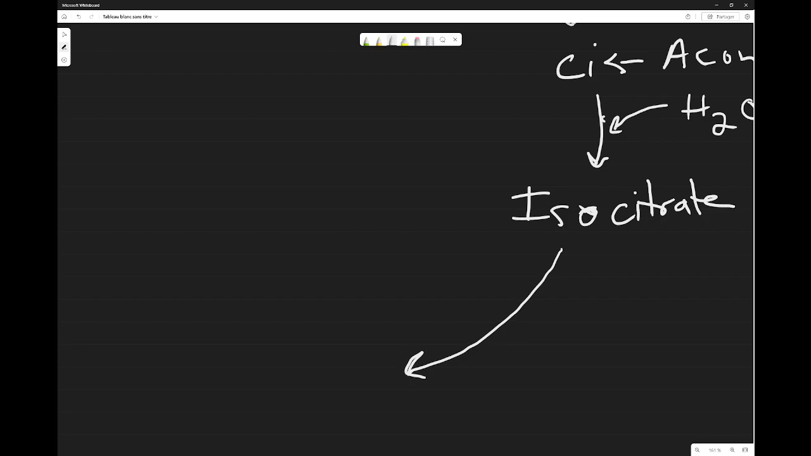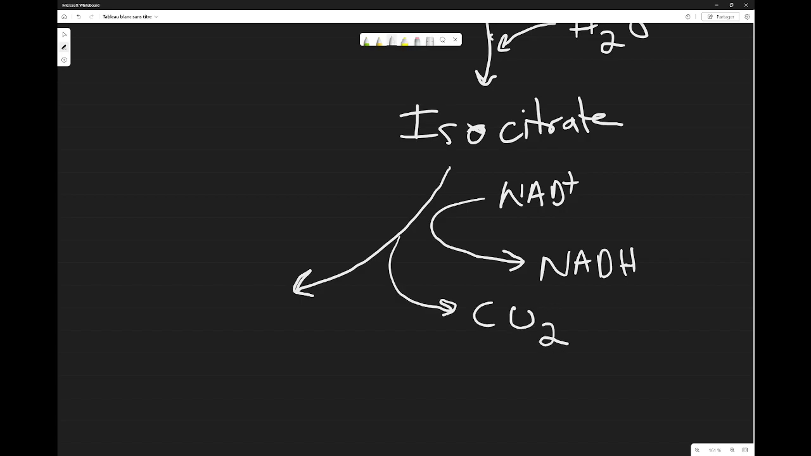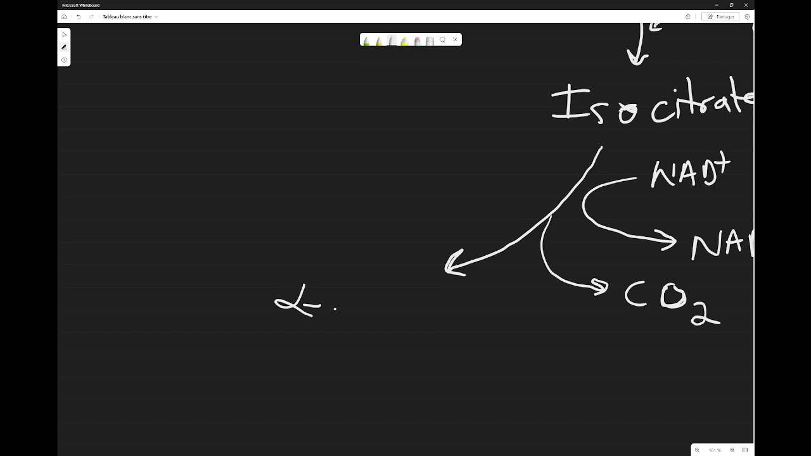Now, from isocitrate, now we're gonna have the production of NADH, right? We're gonna have the production of NADH here, and we're gonna also have the production of a carbon dioxide molecule. Now, as we go along, please keep count of the molecules being produced. And in here, we're gonna get alpha-ketoglutarate.